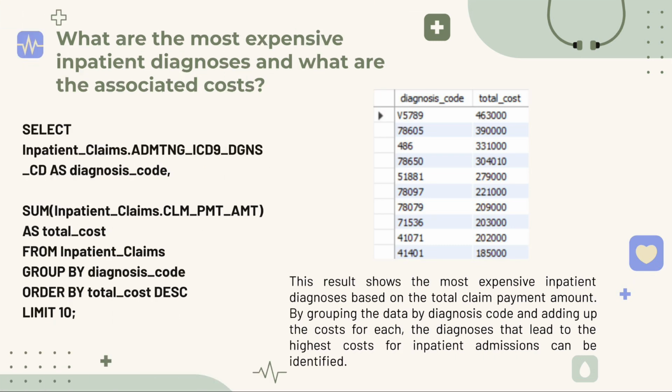This next query identifies the most expensive inpatient diagnoses based on the total claim payment amount. So the query starts off by selecting the diagnosis code from the inpatient claims table, which represents the medical conditions or diagnoses that led to the inpatient admission. And then I utilized the sum function to calculate the total payment amount for each diagnosis code, which would give the overall cost associated with treating this diagnosis. And then by grouping the information by diagnosis code, we were able to calculate the sum of costs for each individual diagnosis.